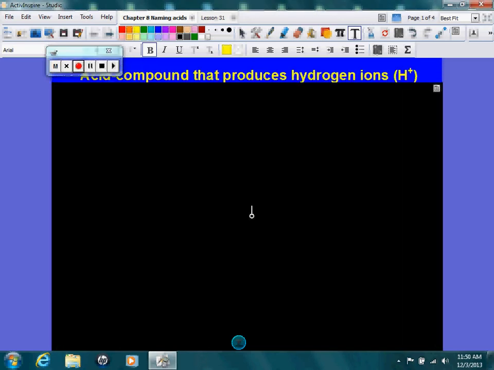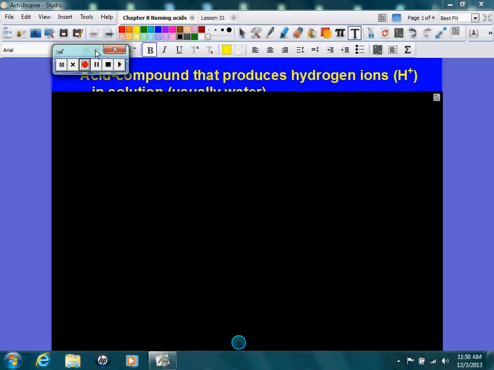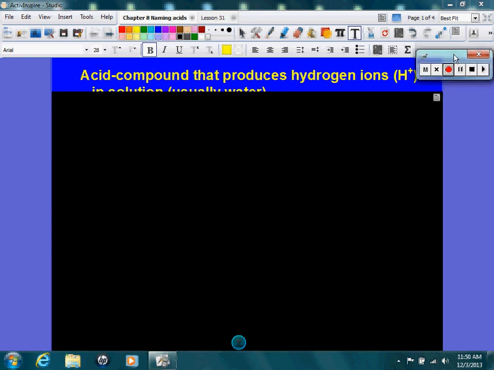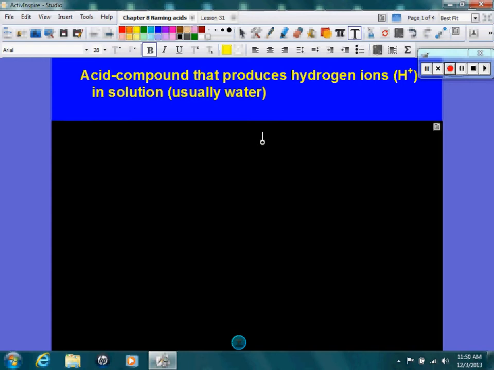Okay, today we're going to talk about naming acids. Oh, let's move this over here. Get it out of the way, sort of. Okay, so we'll skin this down a little bit.